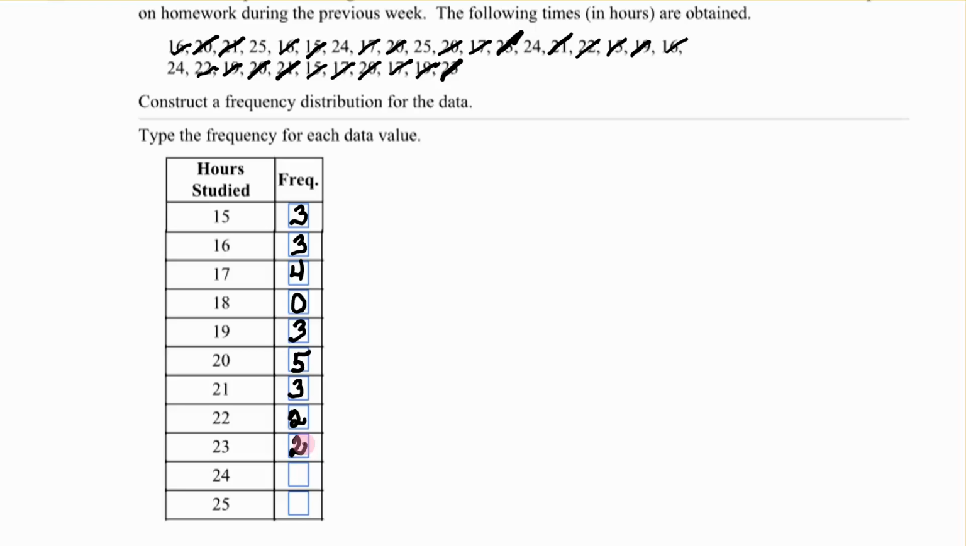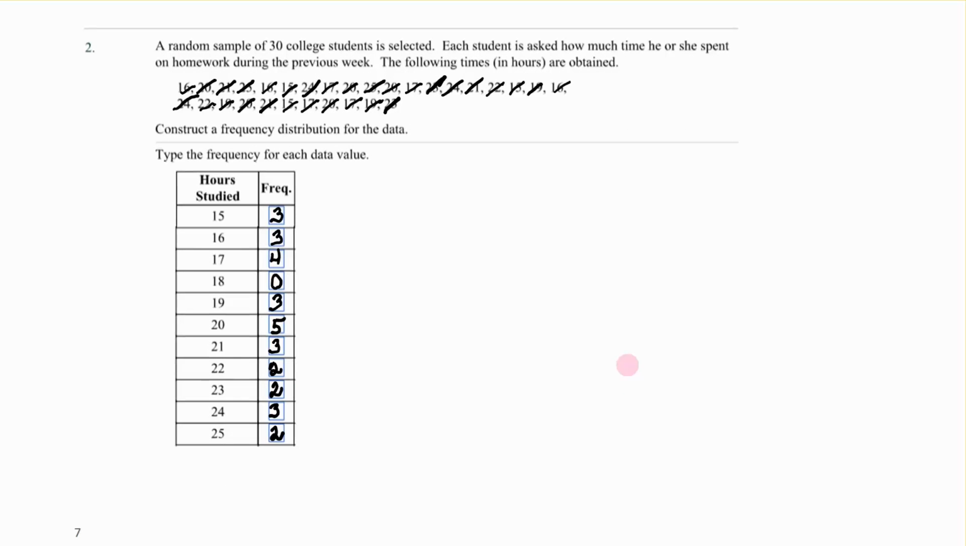24 hours: 1, 2, 3. That'll be a 3. And 25 hours: 1, 2. All right, we have filled in the frequency distribution for a set of data. You just have to make sure that you actually get everything accounted for.